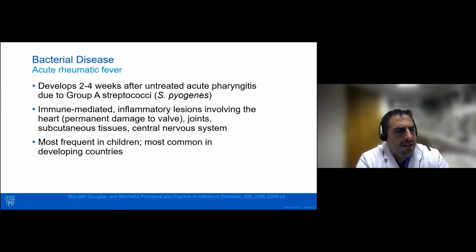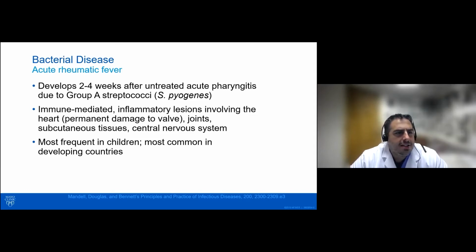One that's a board favorite, and one that we are thankfully seeing less and less of throughout the United States and worldwide, although in certain countries, particularly in the developing parts of the world, we are still seeing high rates of acute rheumatic fever. But in the US, it has drastically decreased, thankfully. But how does this occur? In the question stem, what are you looking for?